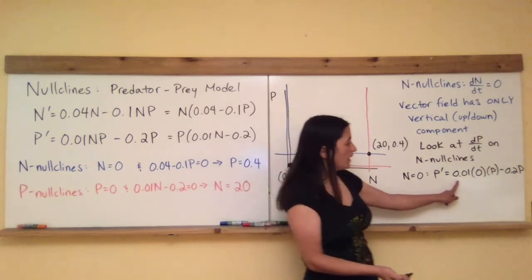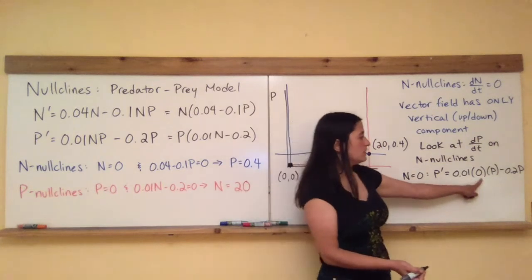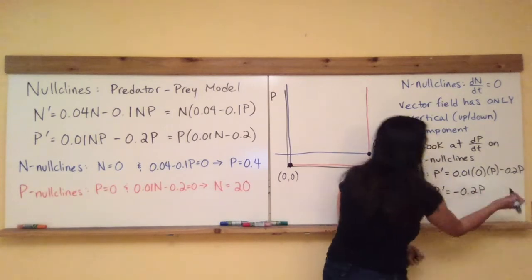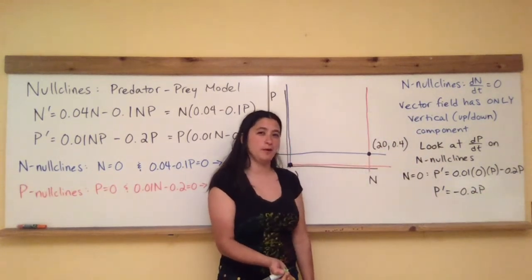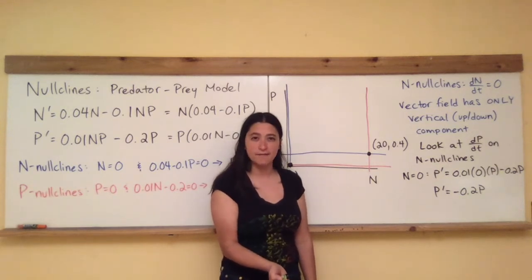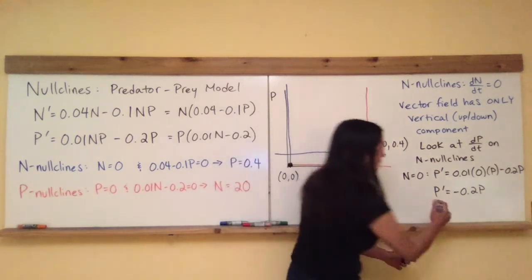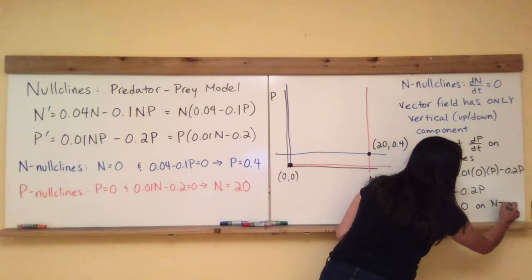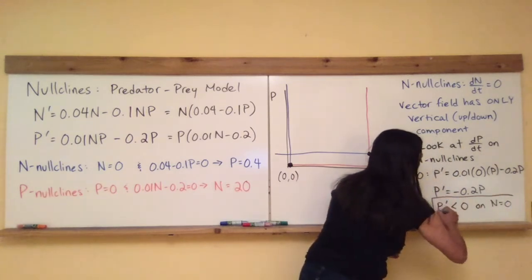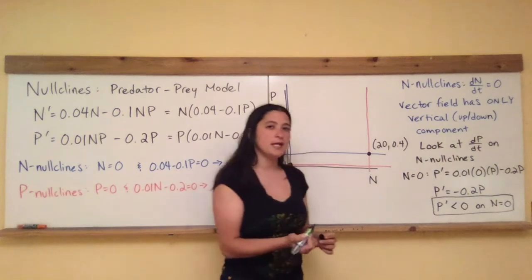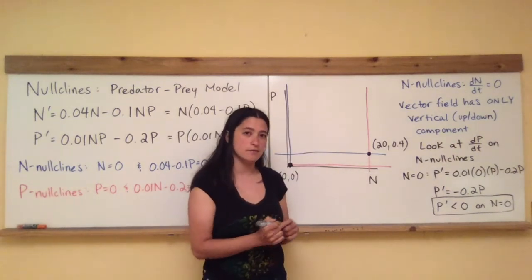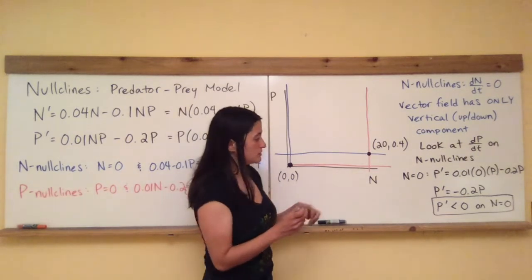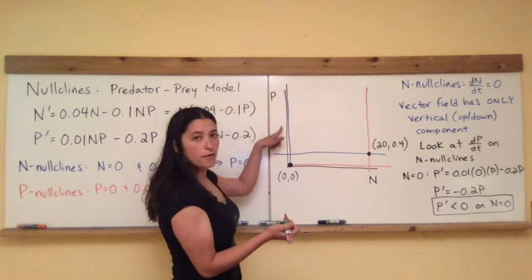And so that actually simplifies it quite a bit because a 0 right there makes this whole thing 0, and so P prime is equal to negative 0.2P. Now, because P represents a population, it can't take on any negative values contextually, and so I know that P prime is less than 0 on the nullcline n equal to 0. So this is the first conclusion that I'm drawing about the behavior of the vector field on the nullcline for n. Remember, P prime represents up and down behavior, and so if it says P prime is less than 0, what I'm going to do is draw the vector field.